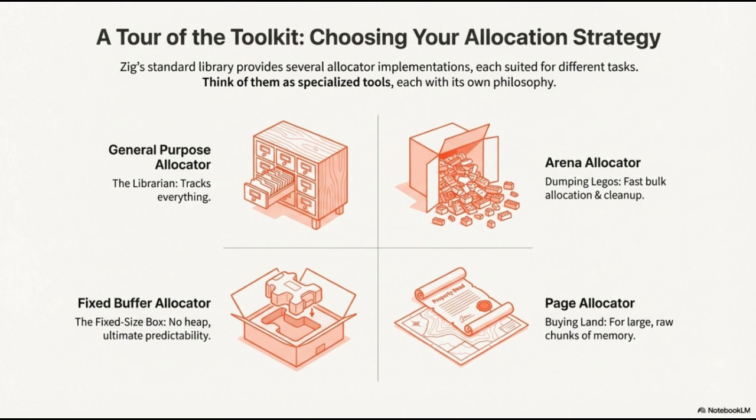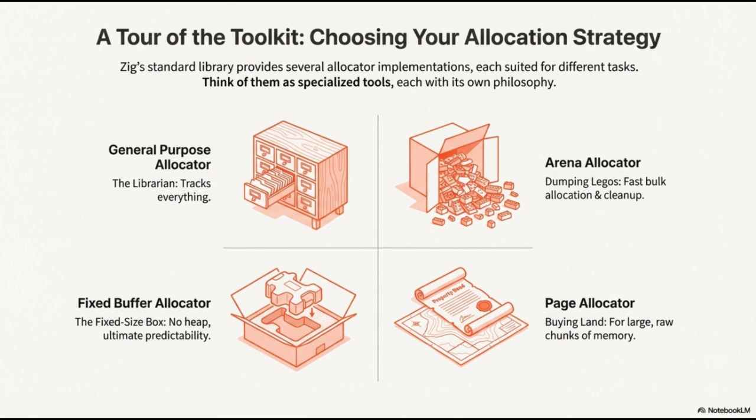The fixed buffer allocator is akin to a fixed-sized box. It operates within a pre-allocated memory buffer without ever touching the heap. This provides ultimate predictability and performance, making it the ideal choice for environments with strict memory constraints or real-time requirements.